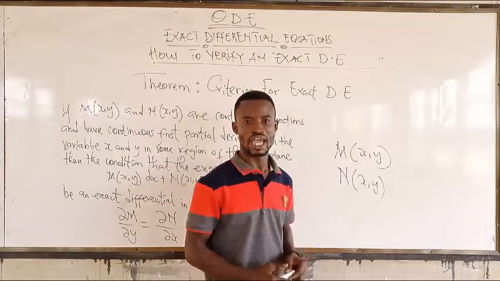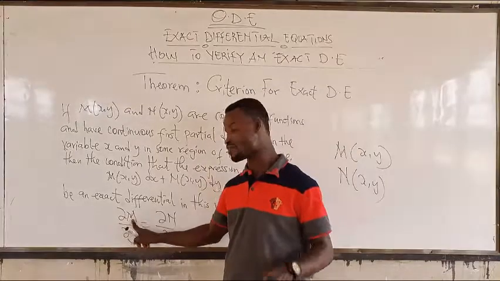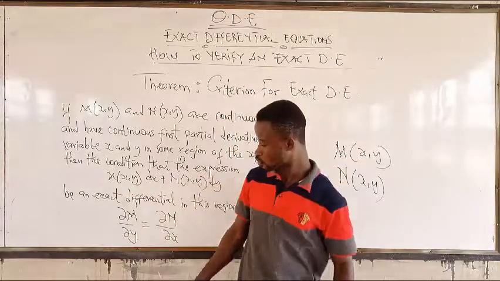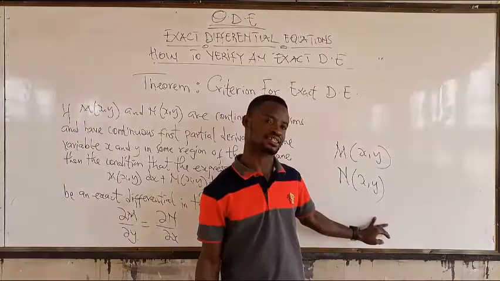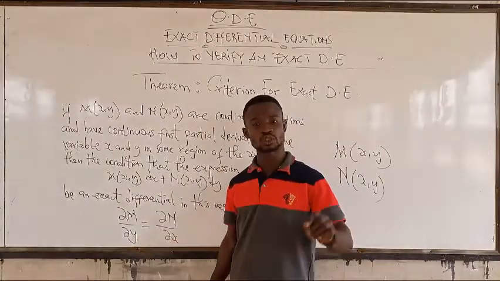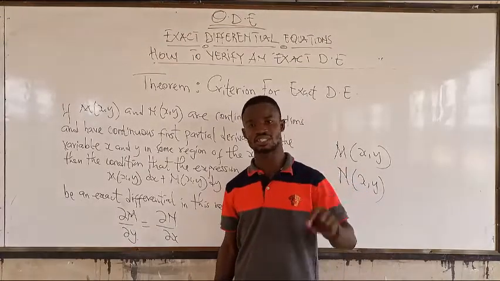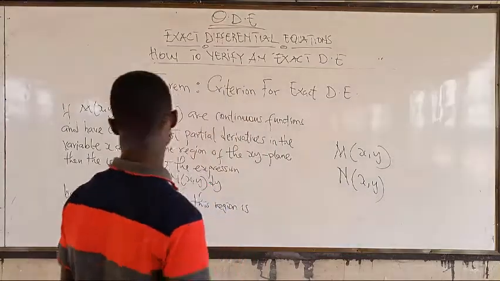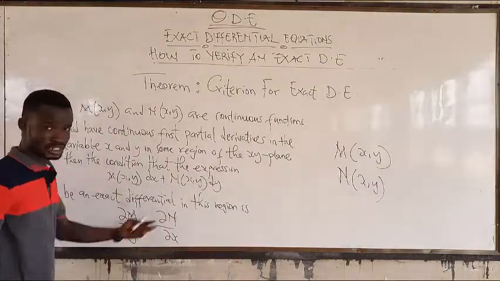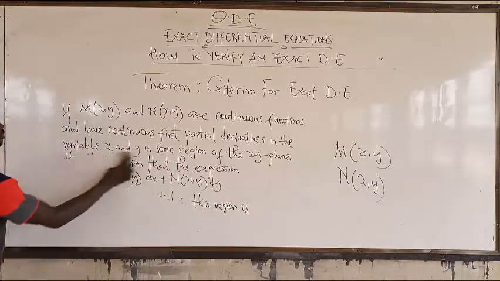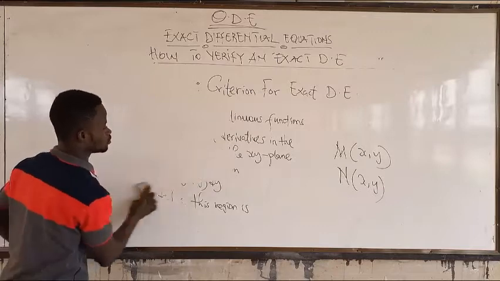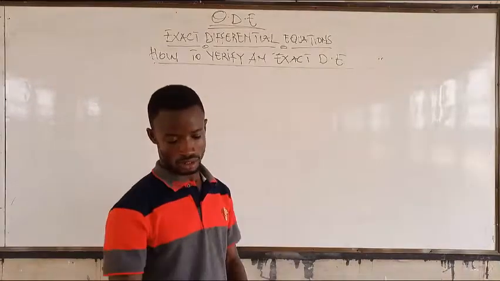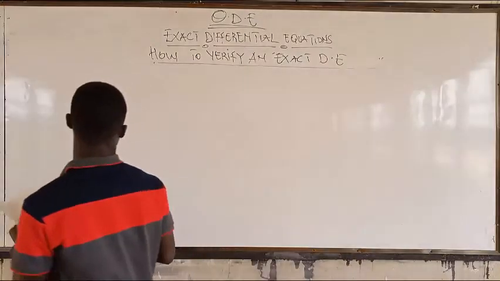Because the only thing to do is to take the partial derivative of M with respect to y. Whatever you get, put it down. Then you come to the partial derivative of N with respect to x. And you know in both, here we treat x as constant and here we treat y as constant. Very well. So let's look at some of the examples. Make sure you write this down. This is a theorem that we are going to base upon, or the criteria to verify an exact differential equation.